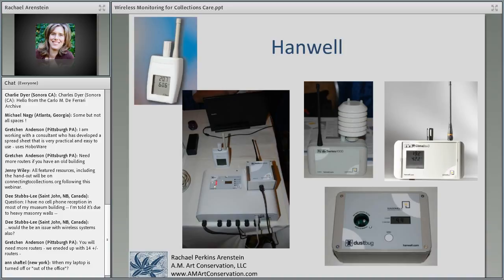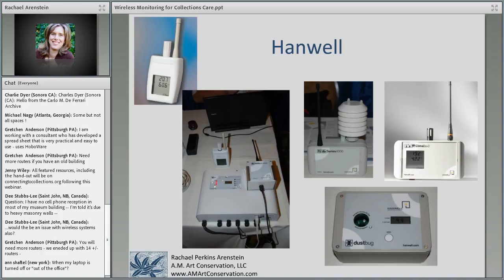On the top left, you have your standard temperature and RH. And on the right, you've got one of the outdoor sensors. You've got the climate box, which also does CO2 if you're monitoring air quality. They have a new product called the Dustbug.